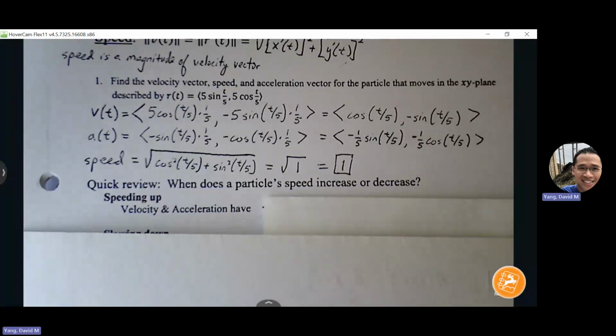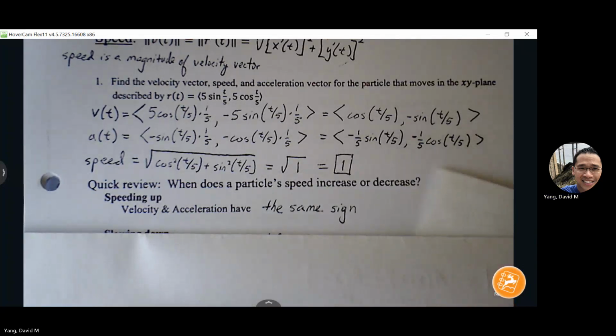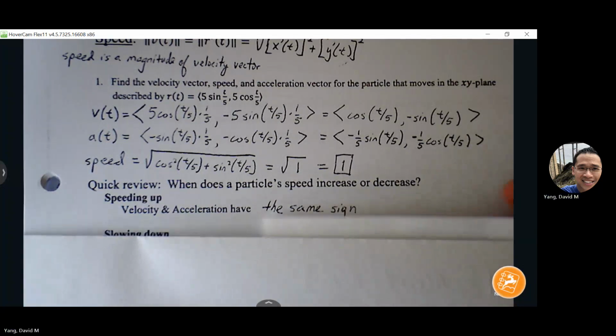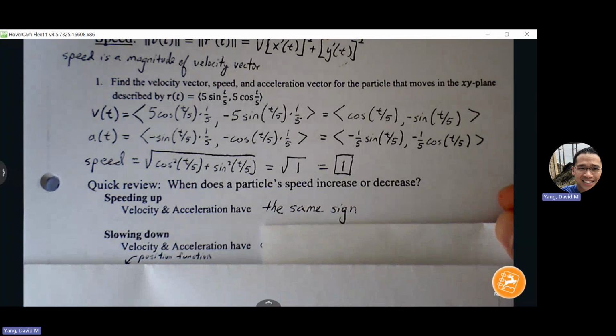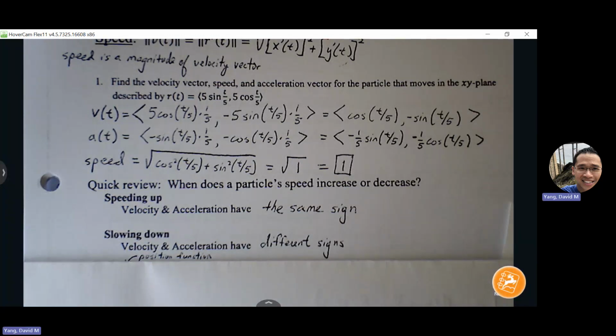Okay, a little bit of review from last semester. When does the particle speed increase or decrease? So if the particle is speeding up, velocity and acceleration have to have what? Same signs, yeah. If it's slowing down, velocity and acceleration need to have opposite signs, different signs, yeah. If it's increasing velocity, I just check acceleration. That's right. Increasing velocity is just acceleration, but increasing speed, decreasing speed is velocity and acceleration. Good.